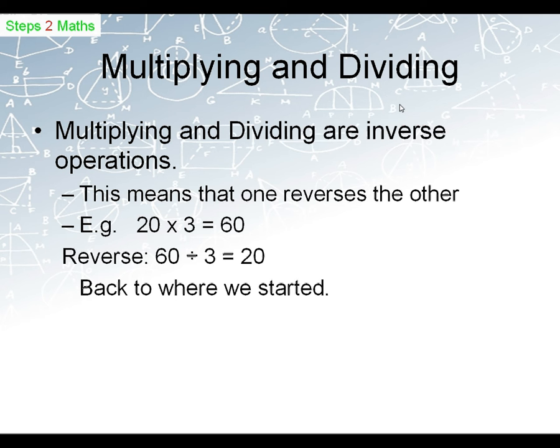But let's have a little look and a little think about what multiplying and dividing mean. So, for example, 20 multiplied by 3 is 60, and the reverse, 60 divided by 3, is 20, which just brings us back to where we started.